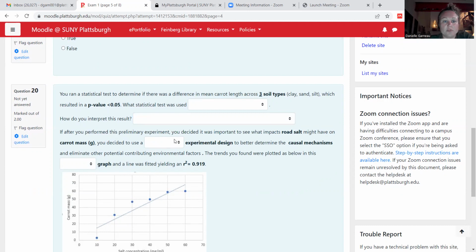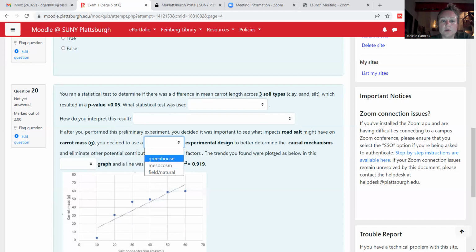And then if after you perform this experiment, you decide it's important to see the impact of road salt on carrot mass, you are trying to test if one thing causes something, right? So you really want to tease something apart. You want to get at the causal mechanisms. So if you want to get at those causal mechanisms, you're not going to do a field or a natural experiment, because then there are many different things that are involved. A mesocosm gets you closer, but you still aren't 100% sure that it wasn't two things that caused that. So a greenhouse experiment, especially when we're dealing with carrots, right? It's not going to be in a carrion type setting, would be the way to go.